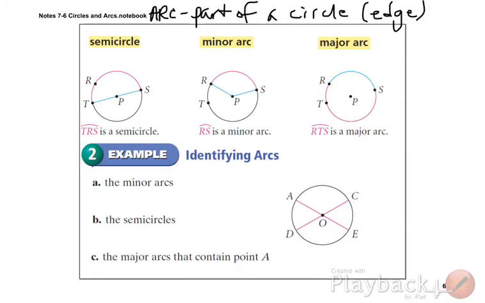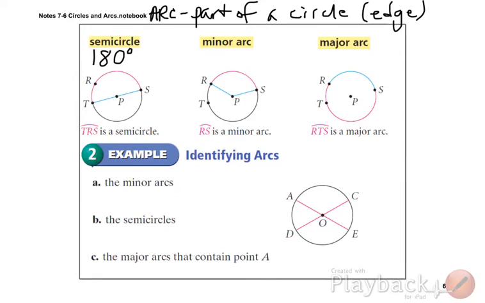A semicircle is exactly 180 degrees. So you can see this semicircle right here. That arc is exactly a half circle. So that arc TRS is called a semicircle. You can see that when we name an arc, we use 2 to 3 letters, and we always put a little mini arc over top.